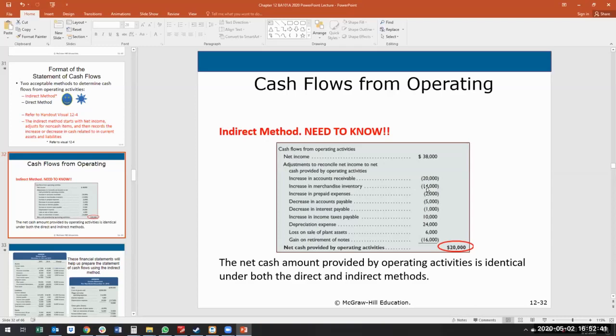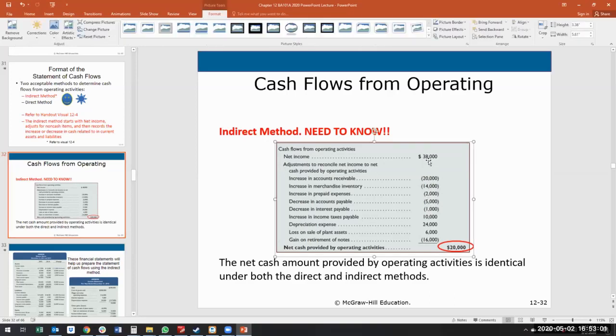Increase in merchandise inventory. If we increased our inventory, then we would decrease our cash. We paid cash for that inventory. If we increased our prepaid expense, we paid cash for that. So we decrease our cash. So all these are ways to decrease cash that we paid, but wasn't in our income statement. So we're trying to reconcile net income to our net cash flows for operating activities.